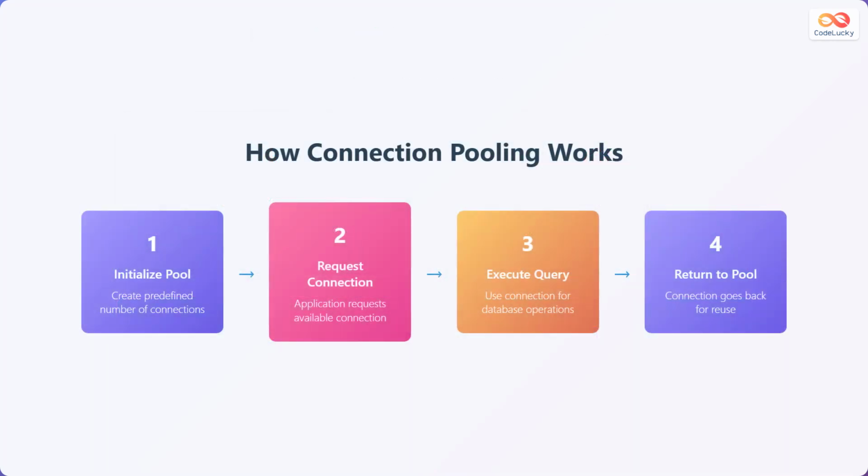Here is how connection pooling works. Step 1. Initialize pool. A predefined number of connections are created. Step 2. Request connection. The application requests an available connection from the pool. Step 3. Execute query. The connection is used for database operations. Step 4. Return to pool. After the operation, the connection returns to the pool for reuse.